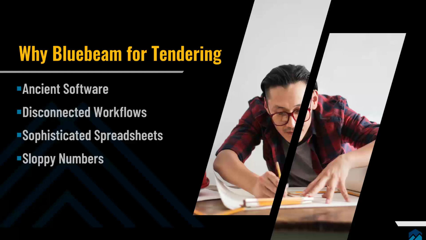Here are just a couple reasons I've heard for using Bluebeam in tendering, with or without Quantity Link, as I work with customers. The first one I hear is that they're using legacy estimating software that's probably one Windows update away from dying. Another one that is pretty common is disconnected workflows. They're highlighting on paper and manually entering data into spreadsheets, and nothing's connected. Others have sophisticated spreadsheets with formulas and everything, but still disconnected, with manual highlighters on paper. And then there's always those that are just tossing sloppy numbers at projects and praying they don't lose.